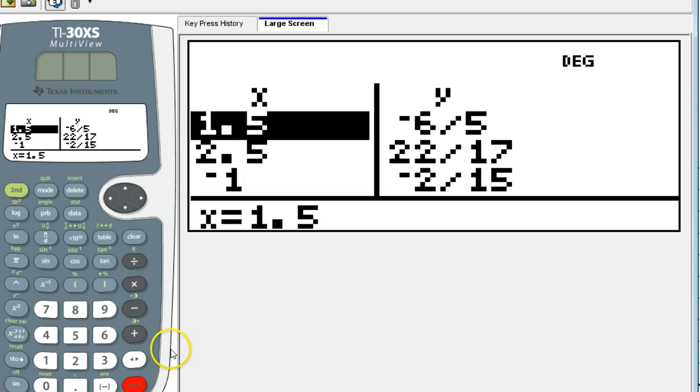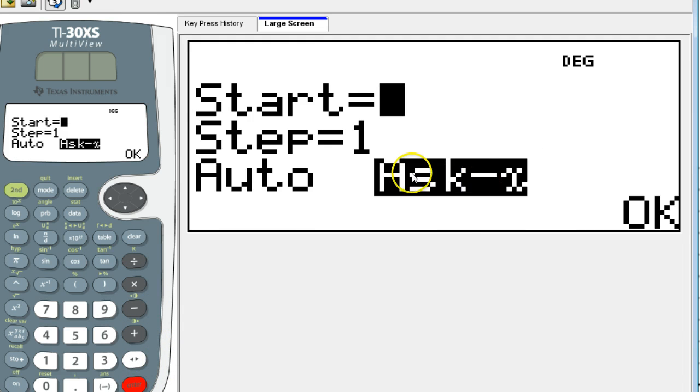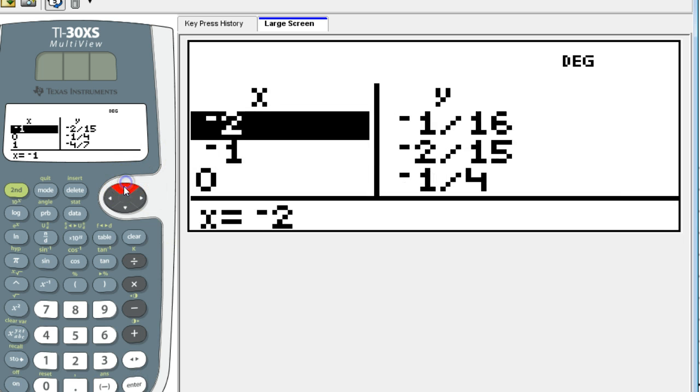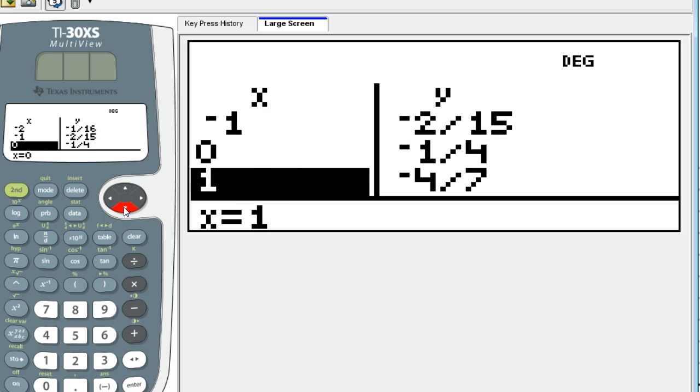Now, I'm in ask mode, as you saw here. Let me go back again. See how normally your calculator will be in auto mode, and that's where you can scroll around and see whatever you see. But that only gives you integers. So if I go to 0, that does give me the y-intercept. So 0 comma negative 1/4.